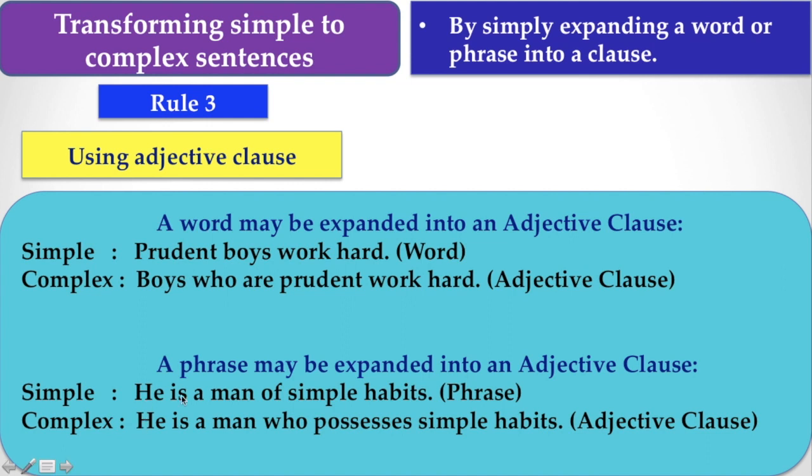Next, he is a man of simple habit. Here also a phrase may be expanded into an adjective clause, that is, of simple habit. You can expand this phrase into an adjective clause: he is a man who possesses simple habits, to make it a complex sentence. So these are the common and general rules to transform a simple sentence into a complex one.